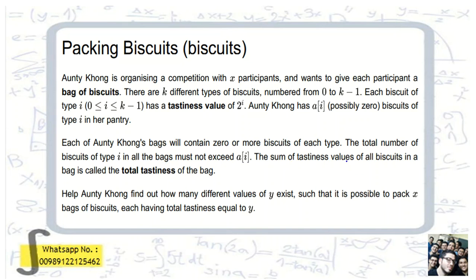The sum of tastiness values of all biscuits in a bag is called the total tastiness of the bag. Help Auntie Kong find out how many different values of Y exist, such that it is possible to pack X bags of biscuits, each having total tastiness equal to Y.